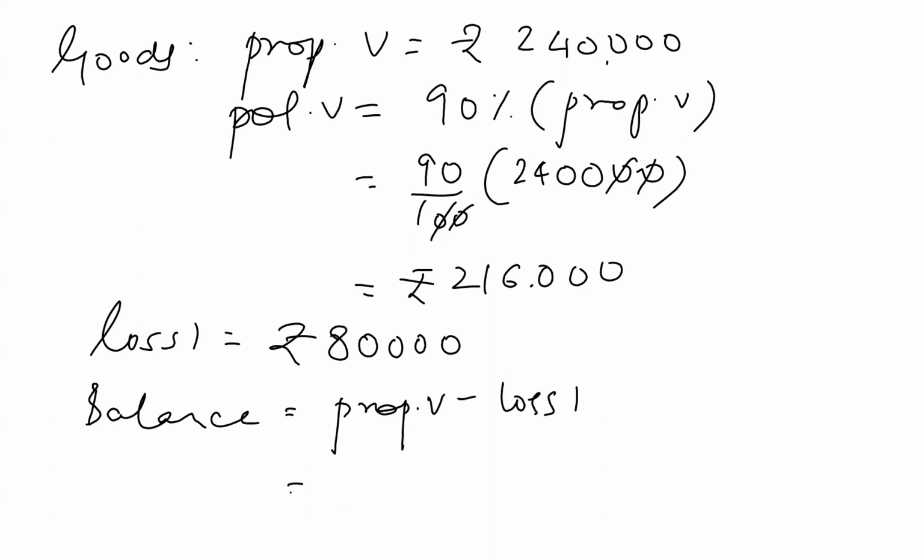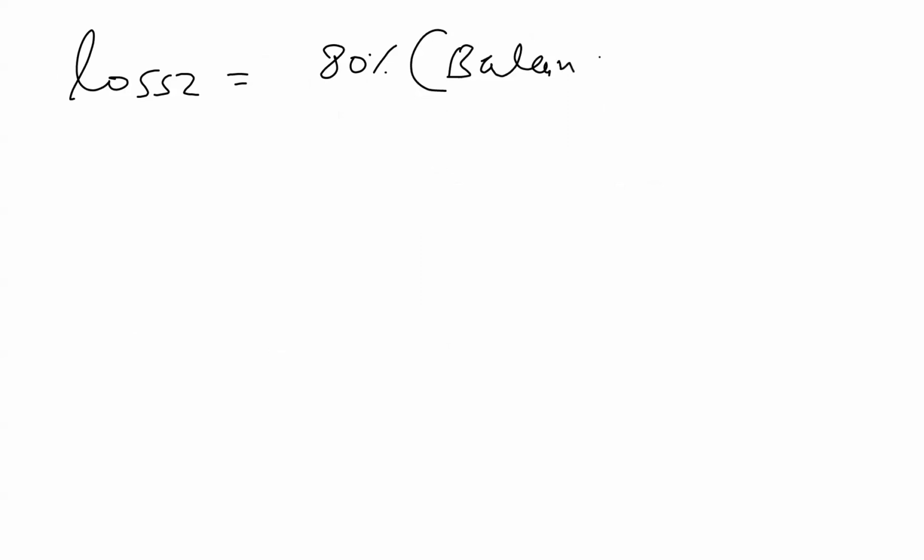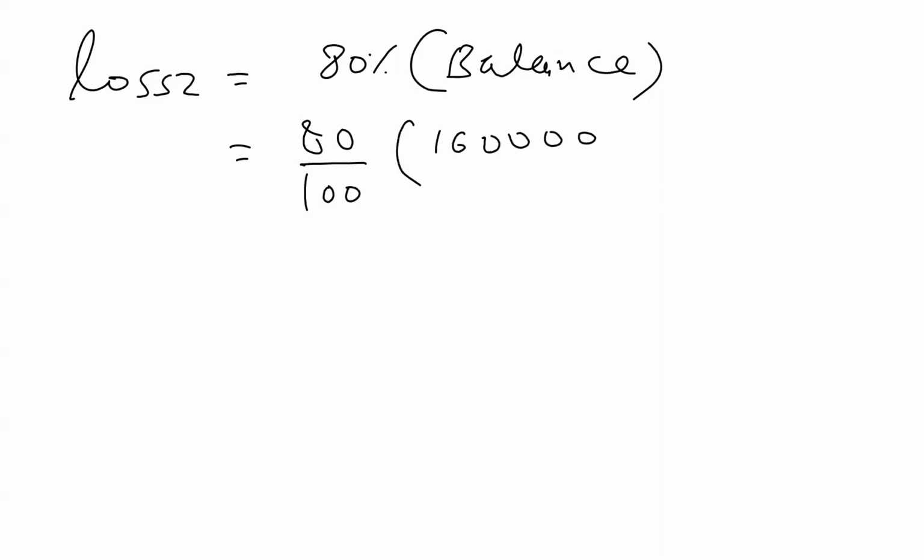So the property value is 2,40,000 minus 80,000, which is equal to rupees 1,60,000. So for the balance, which is the remaining goods, we have to calculate loss two. So loss two is equal to 80% of the balance. See, whatever balance is left, 100% loss is not happening, only 80% loss is happening. So balance is 1,60,000. So you have to calculate this further. Fine. 16 into 8, that is 128.